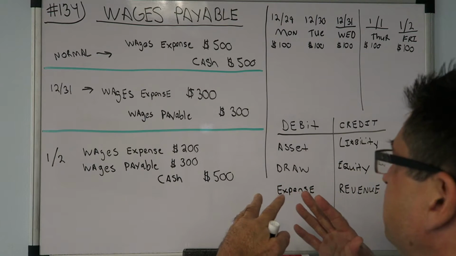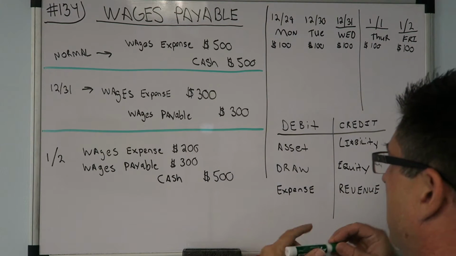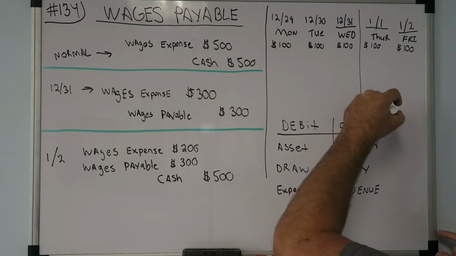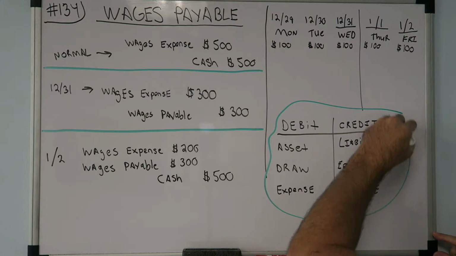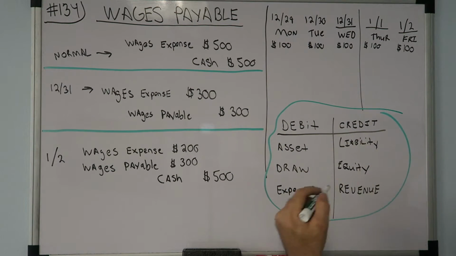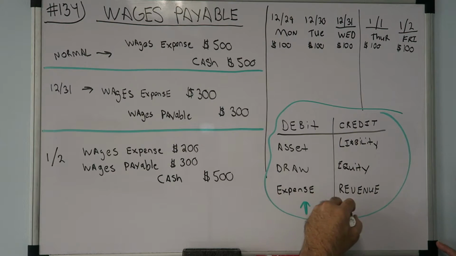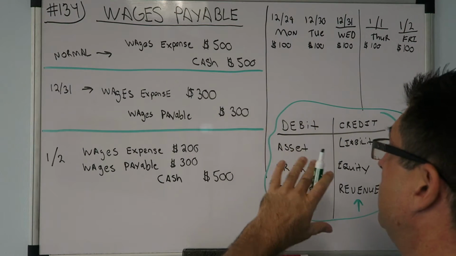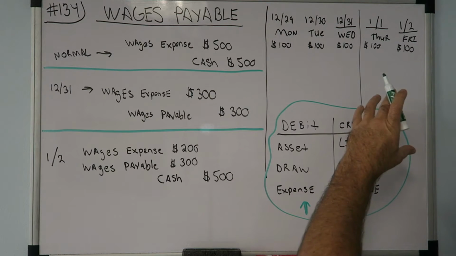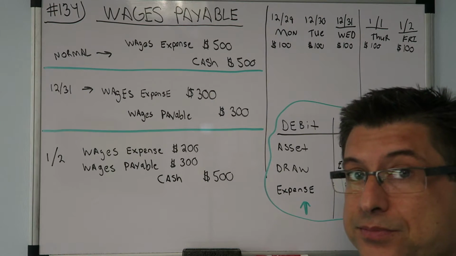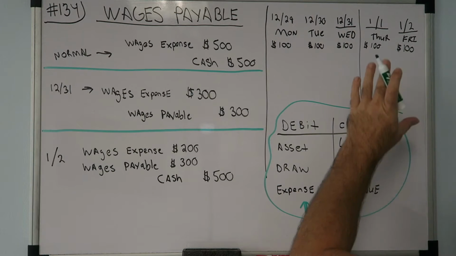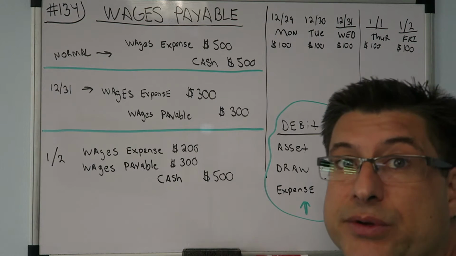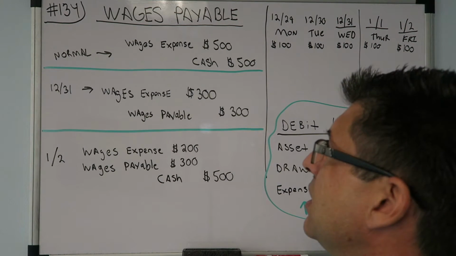This would be why DCAler is really my claim to fame. I'm not saying I'm famous, but this is why you would watch me. DCAler: debit, credit, asset, draw, expense, liability, equity, revenue. If an asset, draw, or expense is going up in value, it would be debited. If an asset, draw, or expense is going down in value, you would credit it. If a liability, equity, or revenue is going up in value, you credit it. If a liability, equity, or revenue is going down in value, you debit it. So it's like a mirror image to the other side.